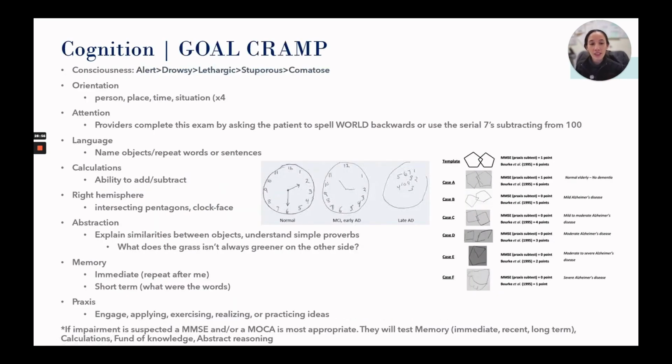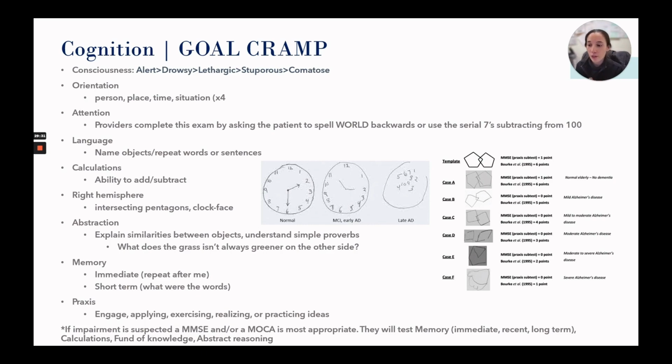All right, so this slide is one of those slides that contains advanced practice tools, but it's interesting to know about, especially when we are providing care to these types of patients. So you will most likely not be doing the clock test or the intersecting pentagon test, but they are interesting to know. Same with spelling world backwards or serial sevens. Usually providers are doing these things, but it's good for us to know what types of things are being assessed.